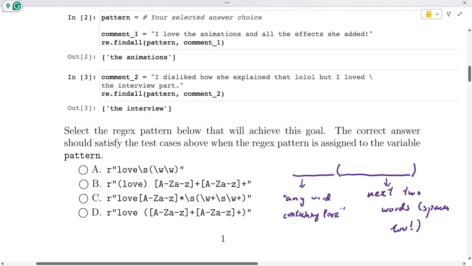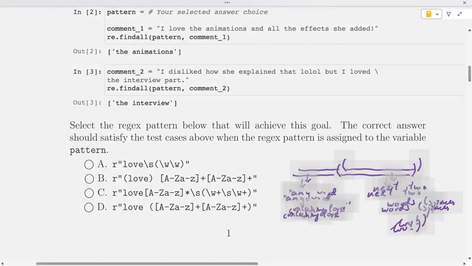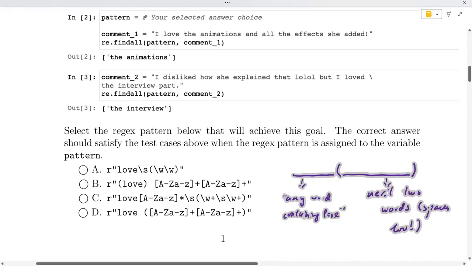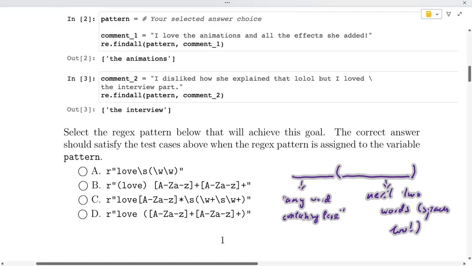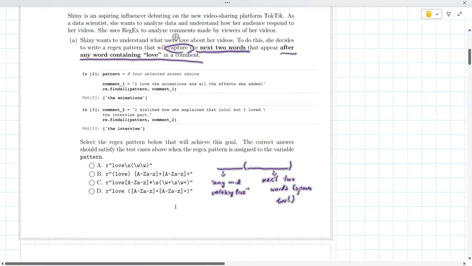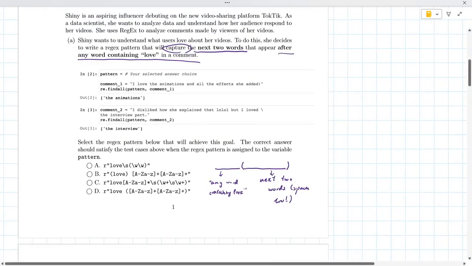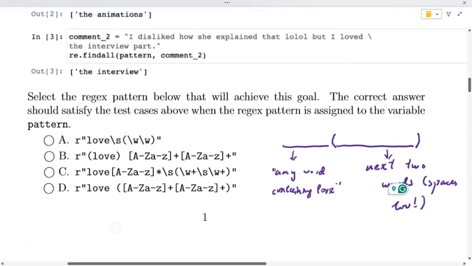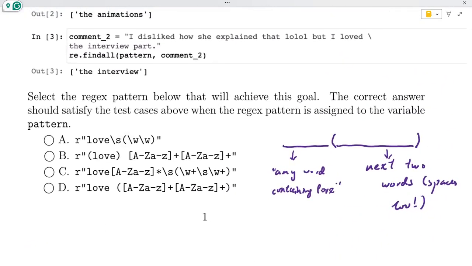All right, so judging by this, we can already see that B doesn't make a lot of sense because it's capturing the word love, but it's not capturing the next words. You see that option B is not going to work because it's capturing the love, so this is not making a lot of sense. Okay. Keep in mind that there might be spaces between words.